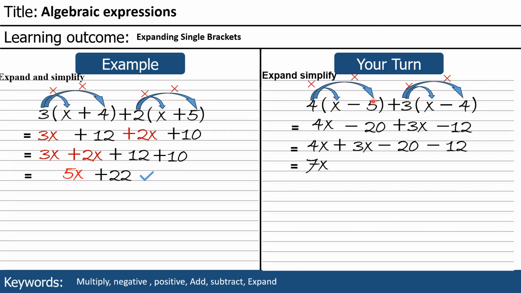And then minus 20 take away 12 will give you minus 32. And remember, you can't simplify any further because these are unlike terms. Okay, follow me. Let's look at some other questions.